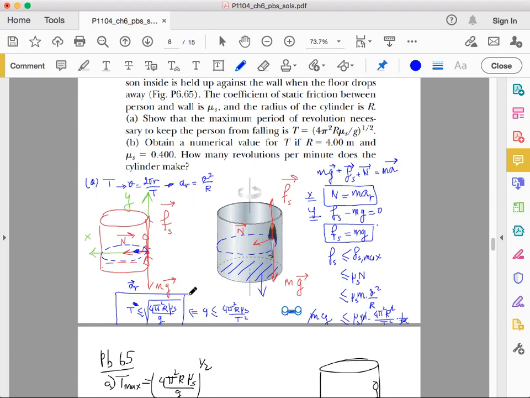And so from here we can deduce that the maximum value of the period that it could take is equal to the square root of 4 pi squared R times mu s divided by g. And therefore we have shown the first part of this problem. We have solved it. Now the second part, you just have to make a numerical application.